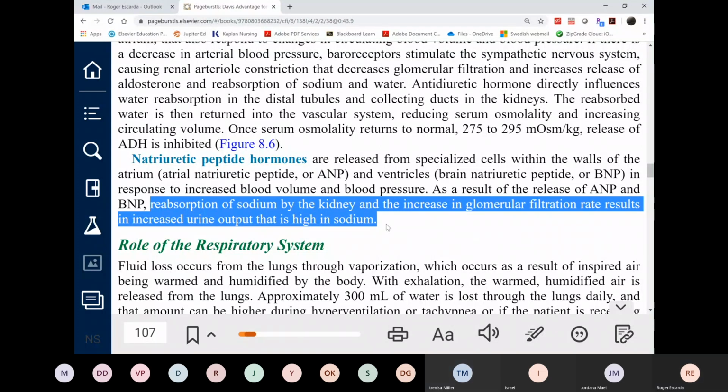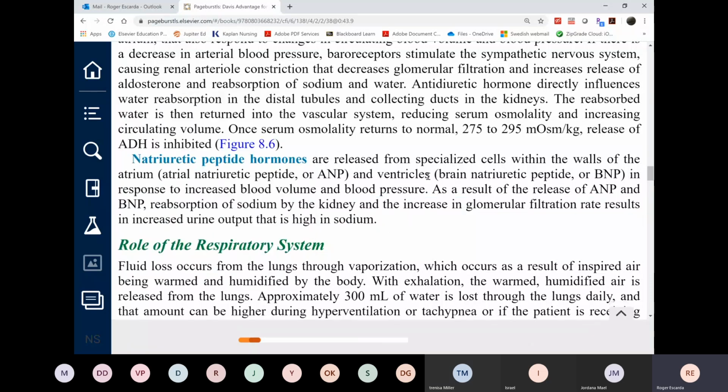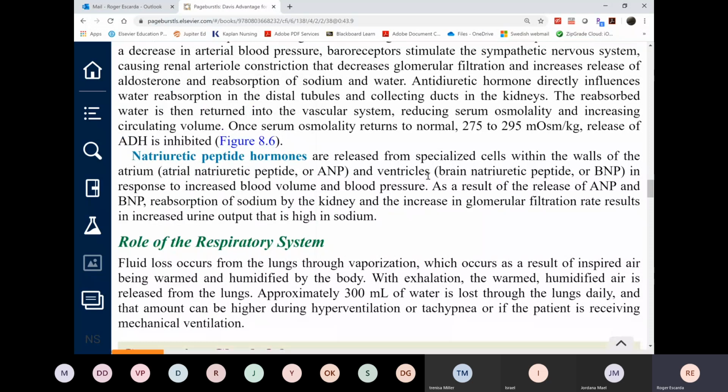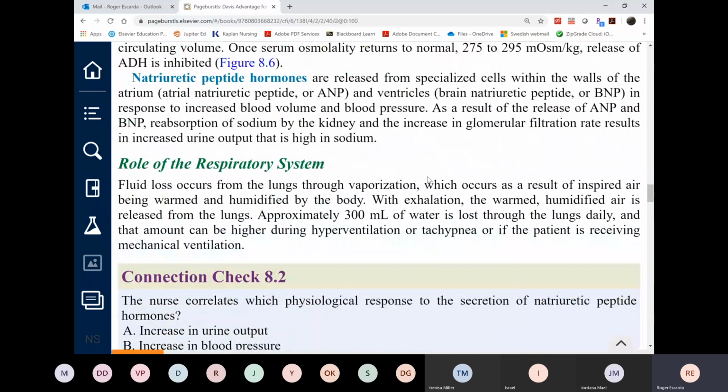Vasodilation. This will cause vasodilation plus the excretion of more water. So this will cause diuresis as well as vasodilation. Any question about that?